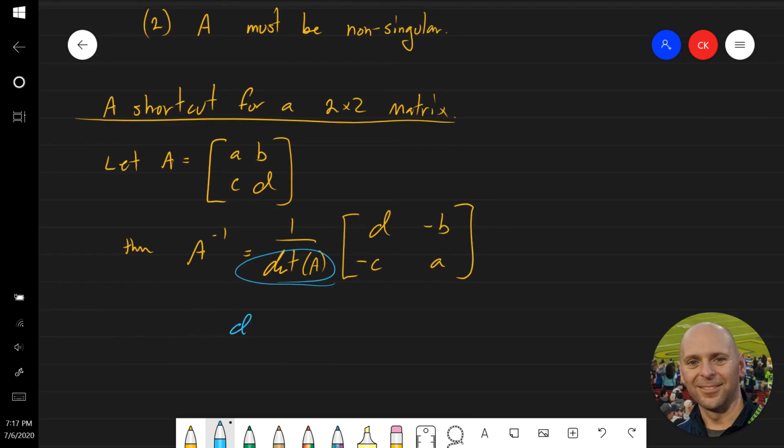The determinant itself is pretty easy to compute for A. I'll just write it down for you. The determinant of A is equal to A times D minus B times C. So it's the product here minus the product here, and that's the determinant. Again, we'll talk about that more in detail in a little bit, but for now, at least you know that shortcut, which I think is kind of useful for a 2x2 matrix.